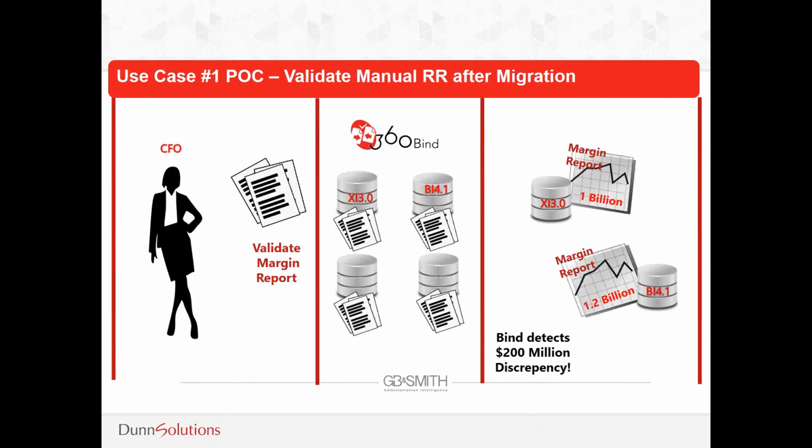So they ran the report through the 360 Bind engine, and they did an automatic comparison between XI 3.0 and BI 4.1, and there was, in fact, a discrepancy that was detected. Well, to say this really simply and be very transparent, the same data retrieved from the same database produced a $1 billion margin total in 3.0 and a $1.2 billion margin total in BI 4.1. So that's a $200 million discrepancy that was caught.